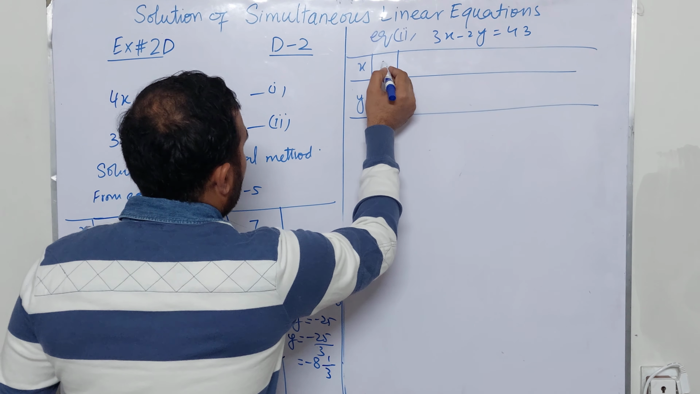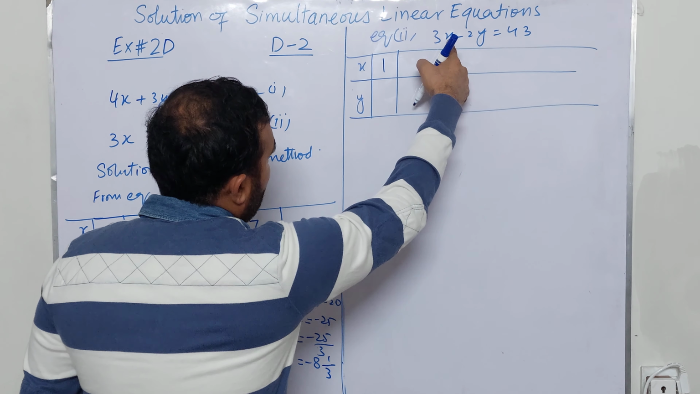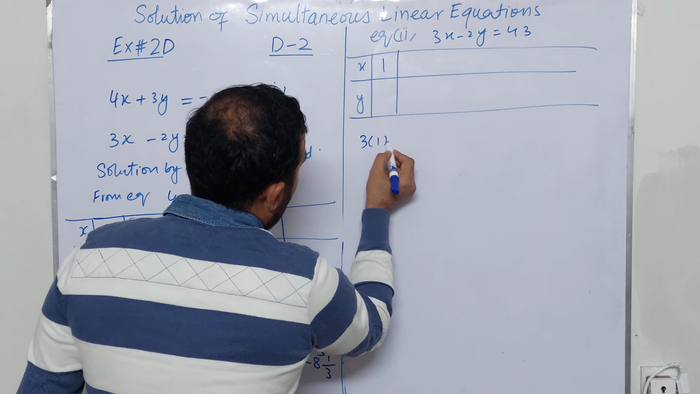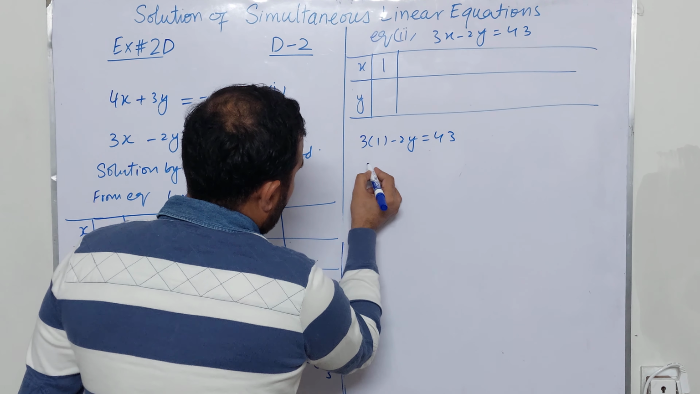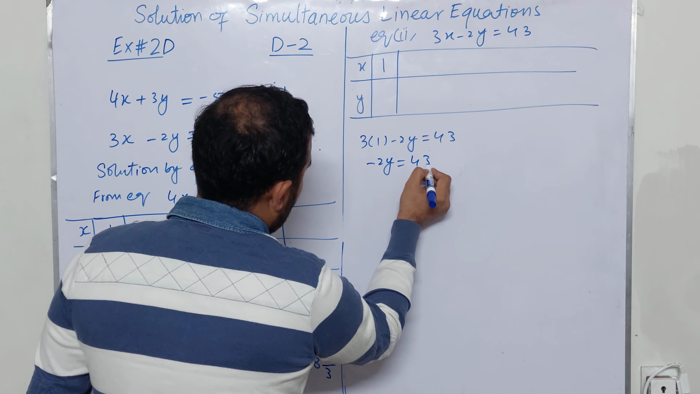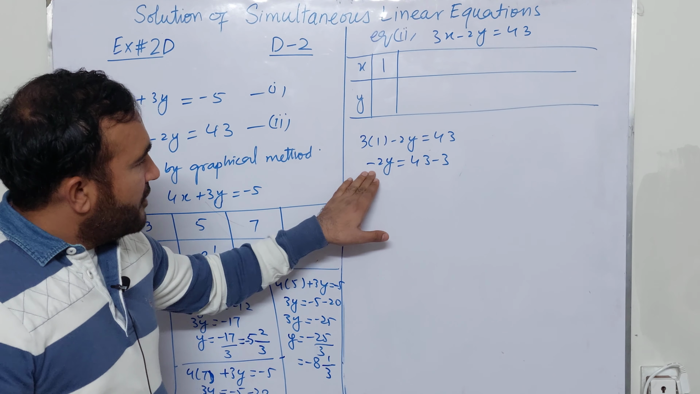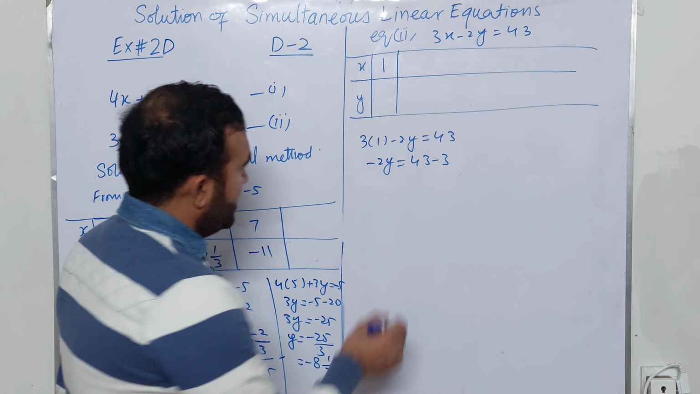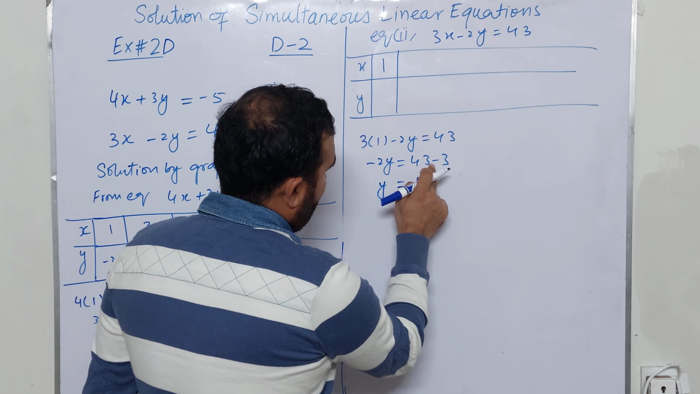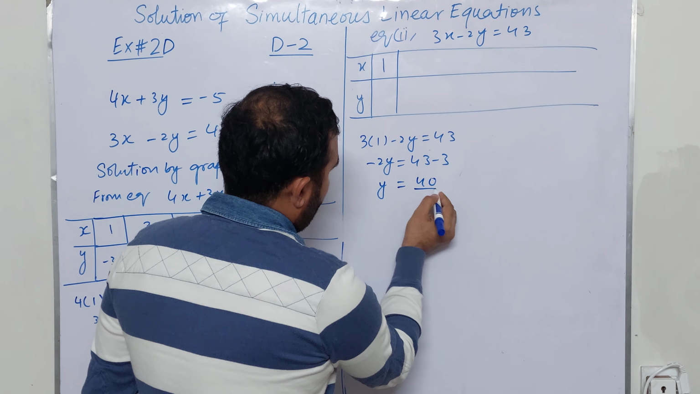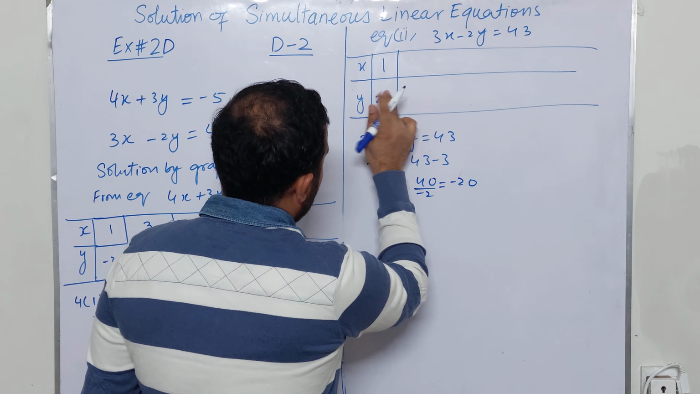So if we put x is equal to 1, it will become 3 times 1, 3 ones, minus 2y is equal to 43. So 3 ones are 3, shift this 3 to the other side, so it will be minus 2y is equal to 43 minus 3, right? To find the value of y, we have to eliminate this minus 2 from this side, so y is equal to 43 minus 3, which is 40, divided by minus 2, so that is equal to minus 20. So we got minus 20.